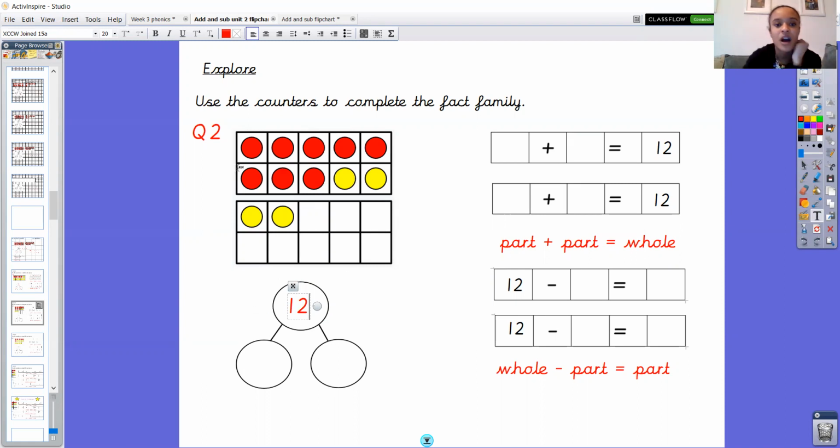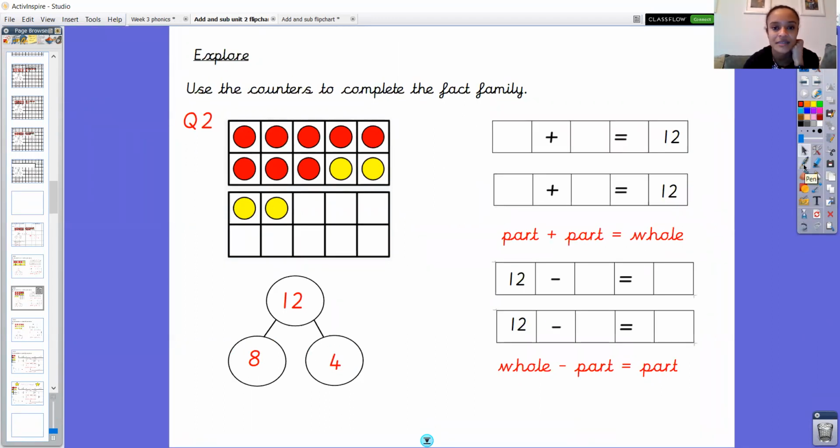Well done. So our red part, well, we've got 1, 2, 3, 4, 5, 6, 7, 8. I've got 8 as one part, and my other part is 1, 2, 3, 4. And you see how putting it in the part whole model makes it really clear what numbers we need to use. Okay, so your next job now is to think about the 4 number sentences. So 2 addition, part add part equals whole, part add part equals whole, and then 2 subtraction, whole take away part equals part, and whole take away part equals part. So you switch those 2 parts around. So in both of these, you switch the parts around, okay? So please pause the video now and have a go at those 4 number sentences.